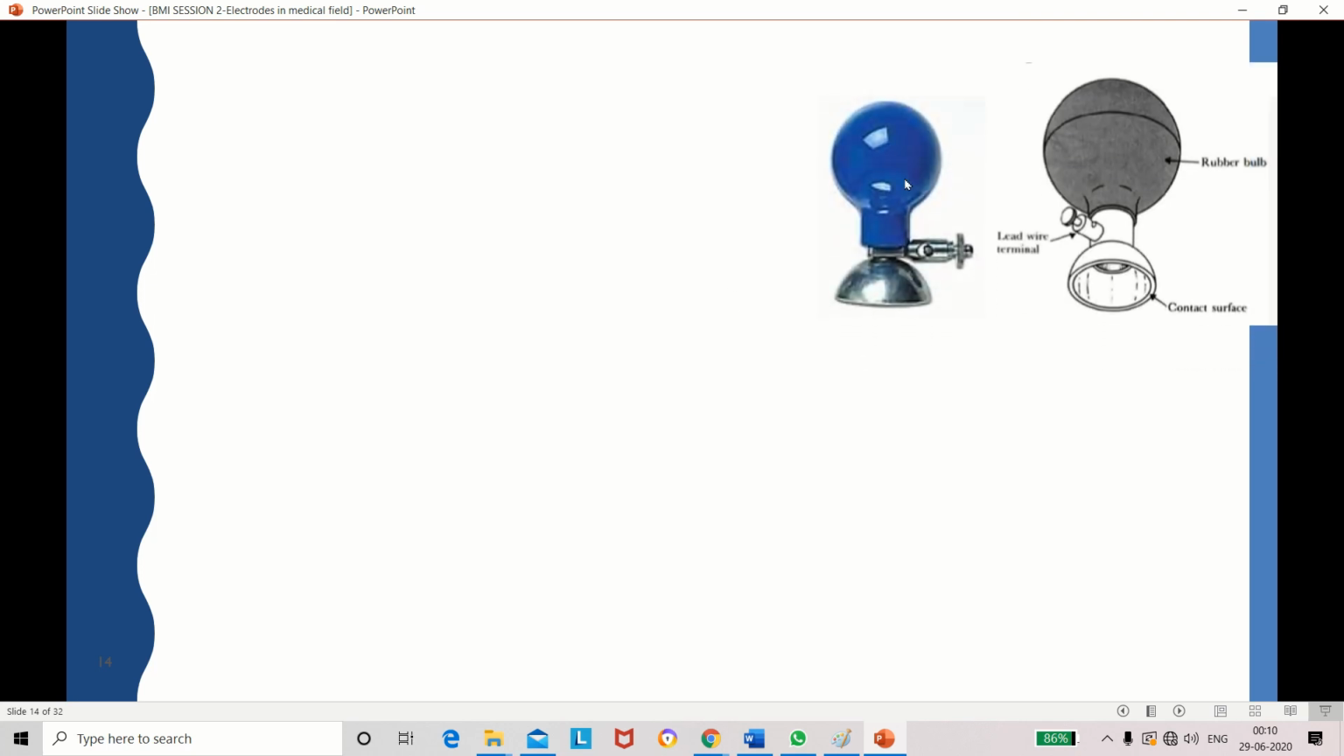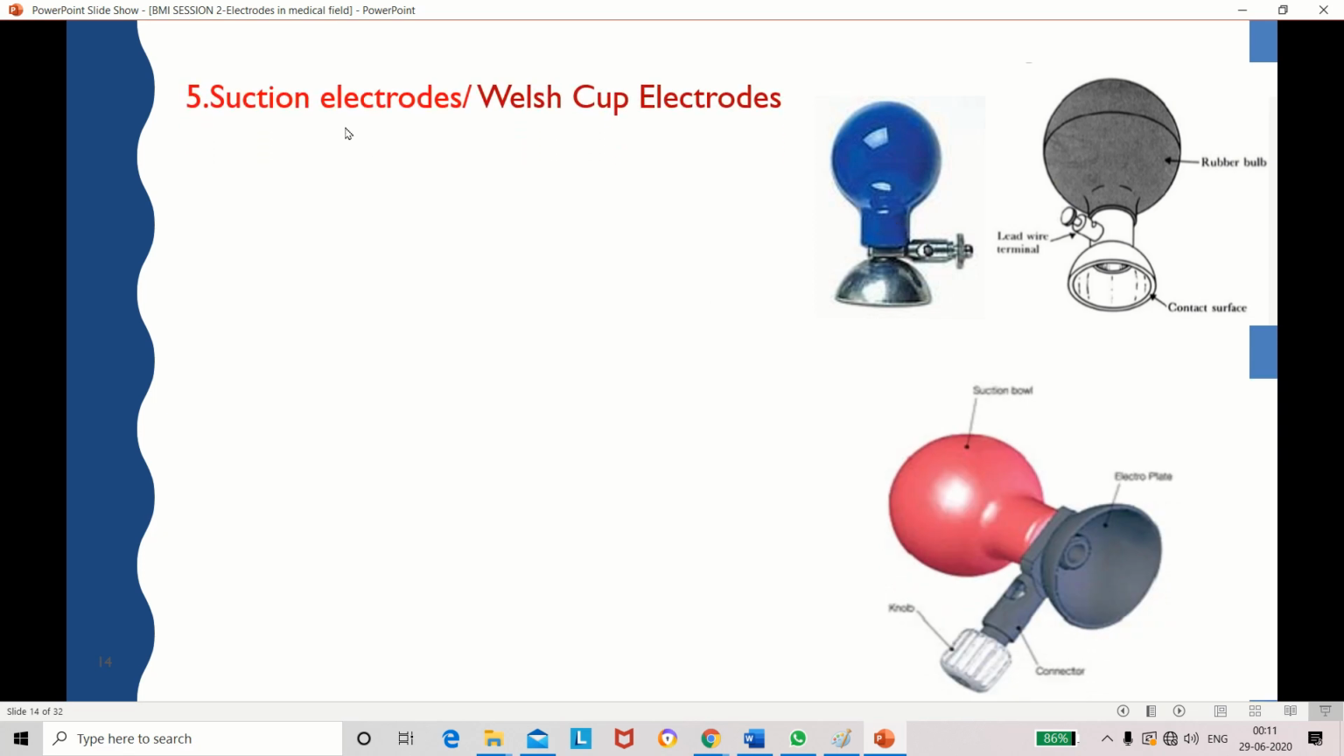Now let us move to the next electrode, that is the suction electrode. The suction electrode is also called the Welsh cup electrode because the shape of the electrode is cup shape, right? See these figures. This is the real-time electrode. This is also the real-time electrode. This is the pictorial representation. For easy understanding, I'm showing this.